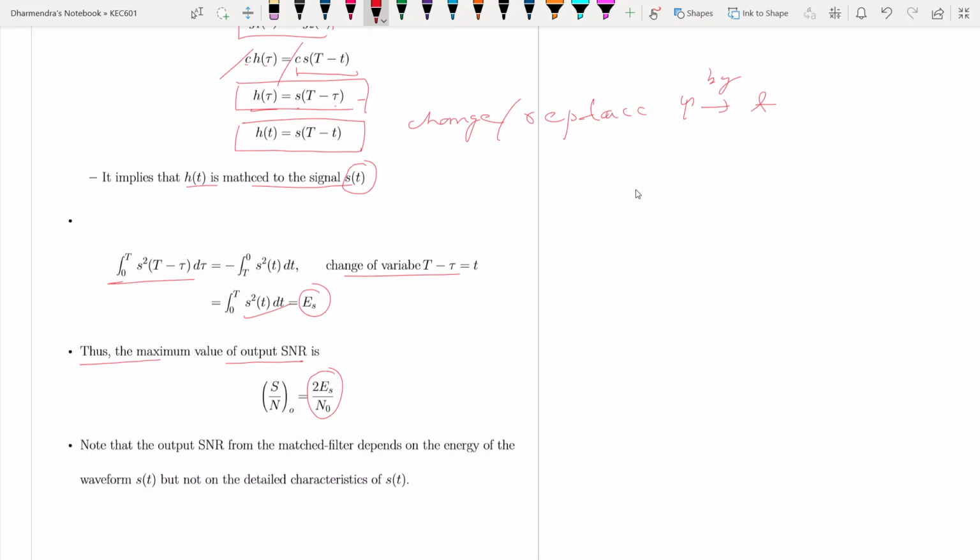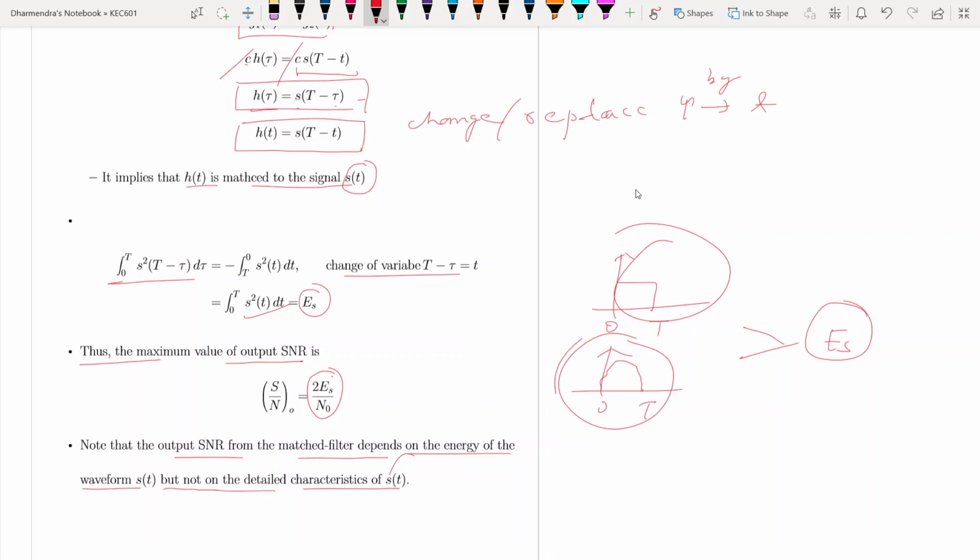So note that the output SNR from the matched filter depends on the energy of the waveform S of t, but not on the detailed characteristics of S of t. Suppose you have a signal like this and a signal like this, with different characteristics, but both have energy Es. So the output SNR depends upon Es, not the shape of S of t.